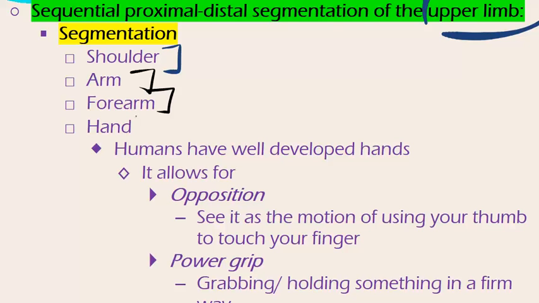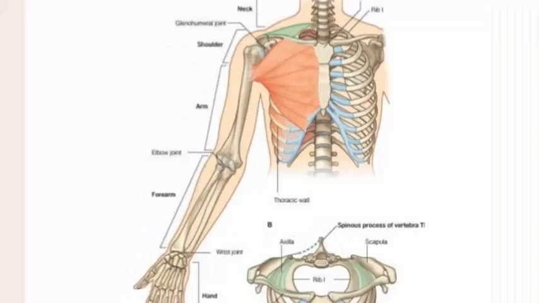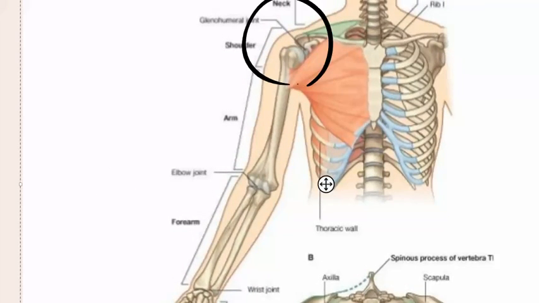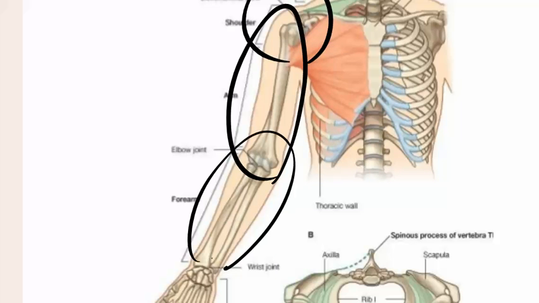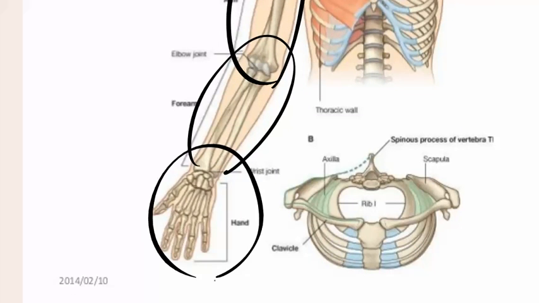And of course you guys already know where the hands are. And let me maybe show this on a better picture here. So here goes the shoulder, right? Here goes the arm. Here goes the forearm. And here goes the hand. Now this is the thing.